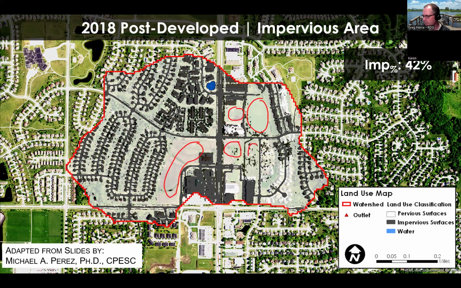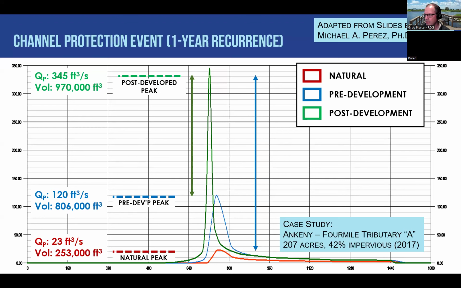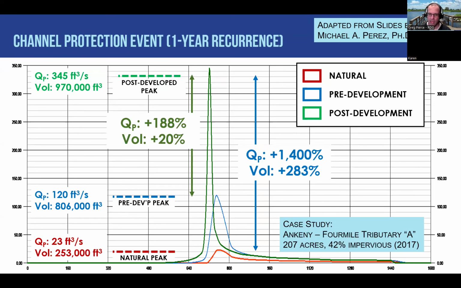But they looked at it when development was about 42% and did an analysis of, well, what would we look at for runoff from this type of an area? And what they found was some pretty substantial changes to hydrology and the way water runs off the landscape, especially for these smaller, most frequently occurring events.